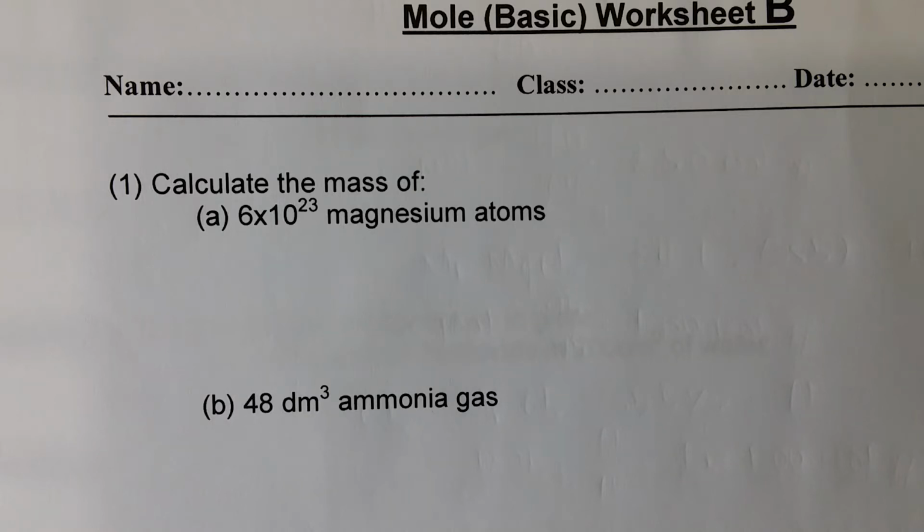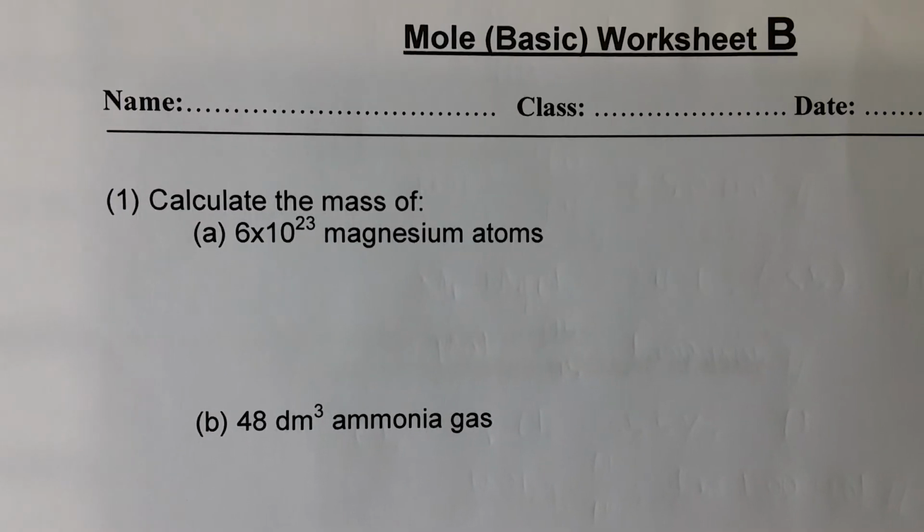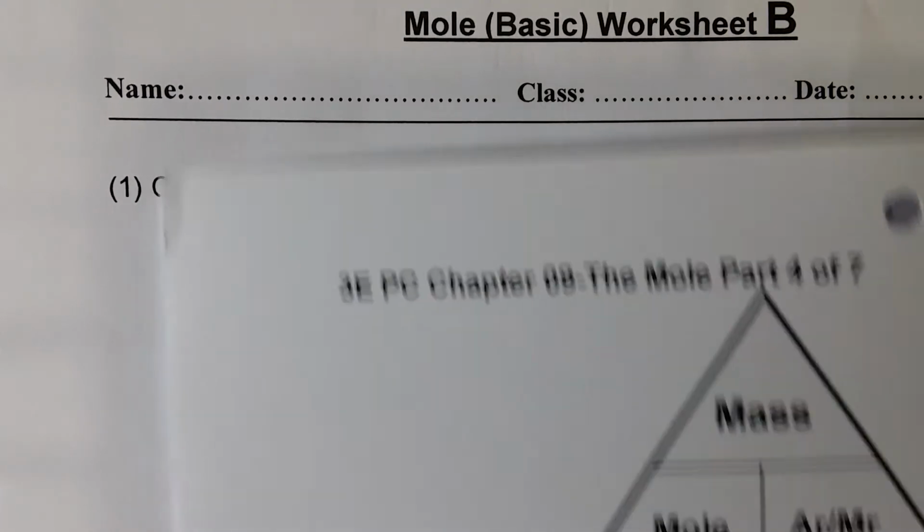It's a video on mole worksheet B. Calculate the mass of 6 times 10 to the power 23 magnesium atoms. So you're given the number of particles, and you have to find the mass. Okay, number of particles and mass.